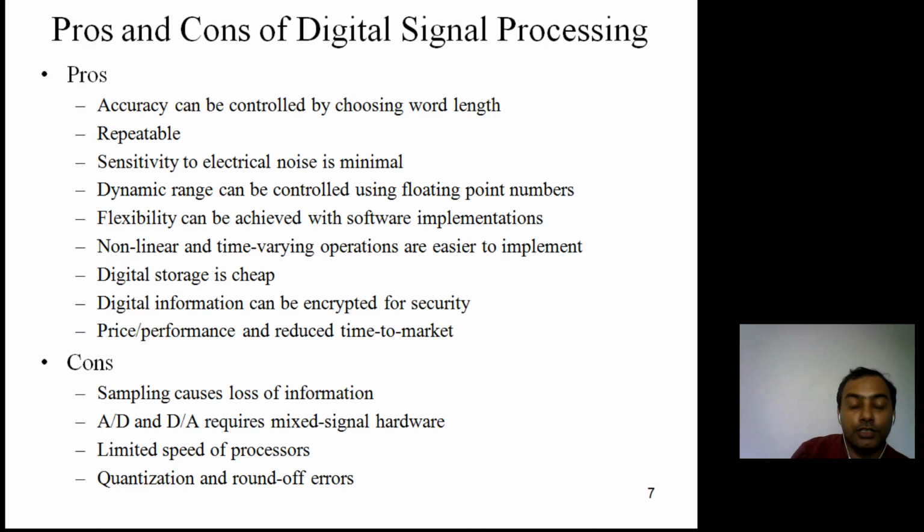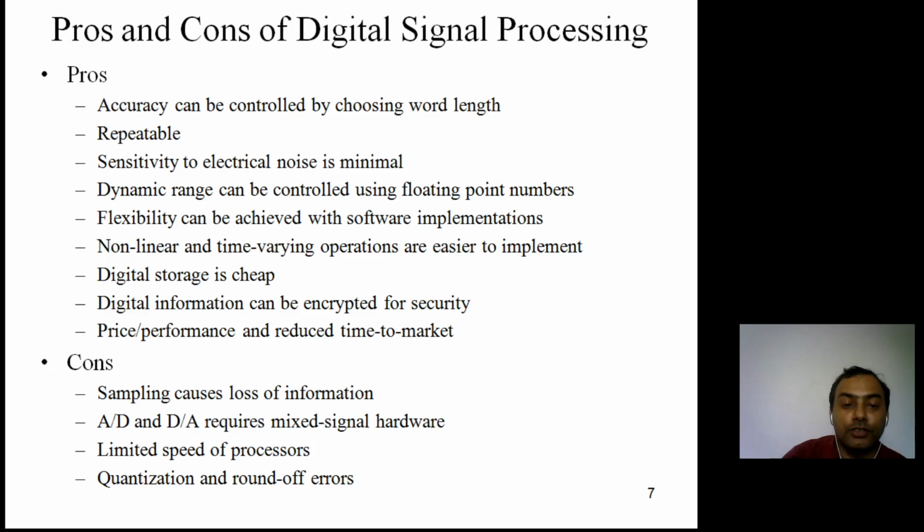Now, price, performance, and reduced time to market. Again, this is one important factor over analog signal processing. So these are the benefits of digital signal processing. But again, it also has some difficulty. The difficulty is that sampling causes loss of information.